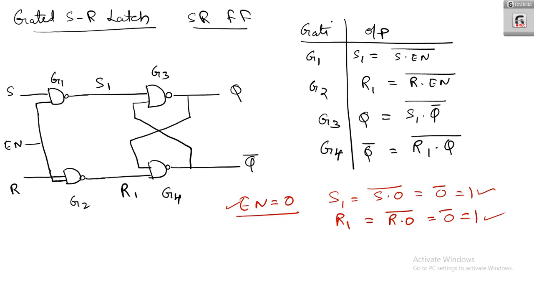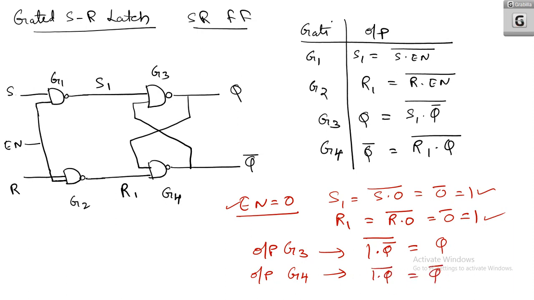Now if that is the case, what are Q and Q bar? What is the output of gate 3? It is S1, which is 1, dot Q bar, the whole bar. That is Q bar bar, that is Q itself. And what is the output of gate 4? R1 is 1, so 1 dot Q, the whole bar, which is Q bar.